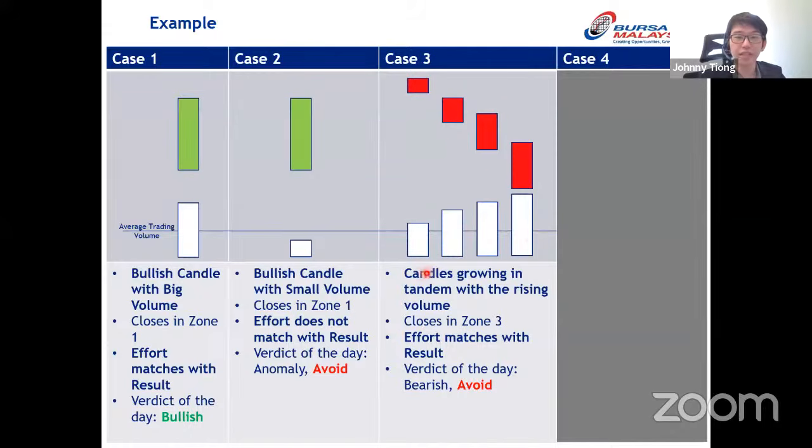The candles are growing in tandem with the rising volume, meaning first day sell, second day sell, third day sell, fourth day also sell. See, the volumes are increasing. All the candles are closing in zone 3. So the effort matches with the result, meaning the effort of these 4 days is all selling. So the verdict for the week is that this is a very bearish trend. So we avoid.